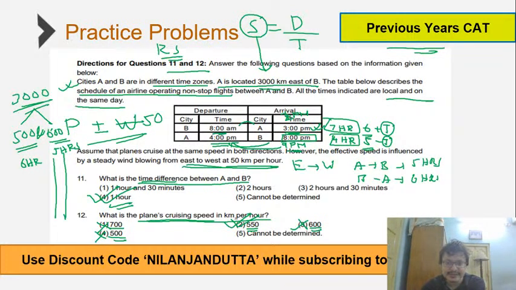The main key thing in this set was looking at question 12, using the options here, looking at which of the options is giving you the speed, which is a factor of 3000.